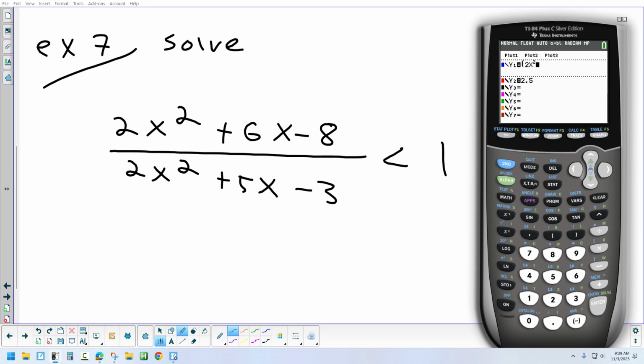So, 2x squared plus 6x minus 8. And we're going to divide by 2x squared plus 5x minus 3. So you get your left side in Y1. Put your right side in Y2. And we're going to be looking for where the blue graph is under the red graph, if you use the same color as I did. We start with zoom 6.